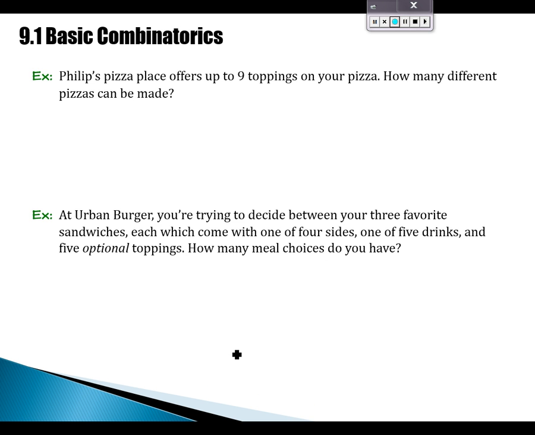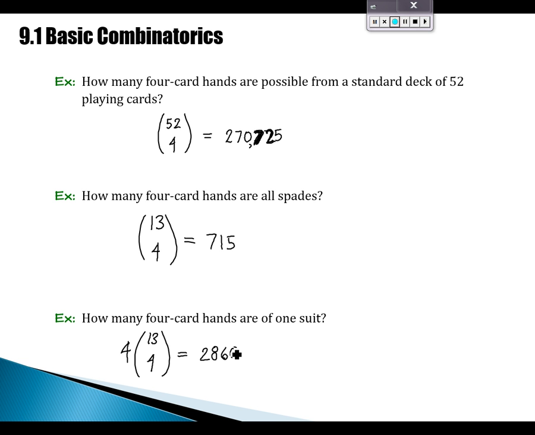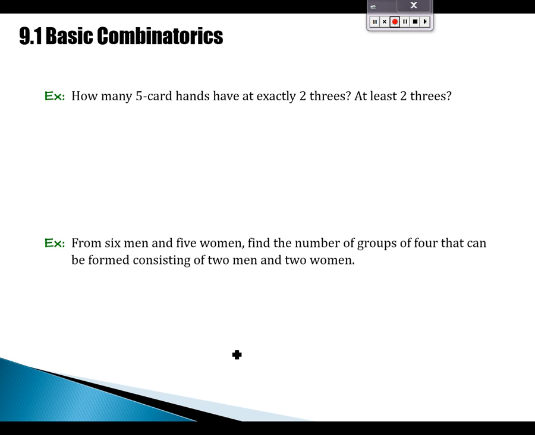Or the other way you could think about it is in terms of addition too, right? You could think it's 13 choose 4 for spades, or if it's not spades, then maybe it's hearts, plus 13 choose 4. Or maybe it's diamonds, plus 13 choose 4, plus 13 choose 4 for clubs.